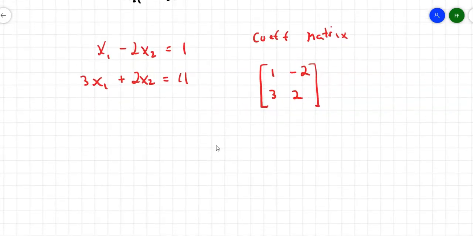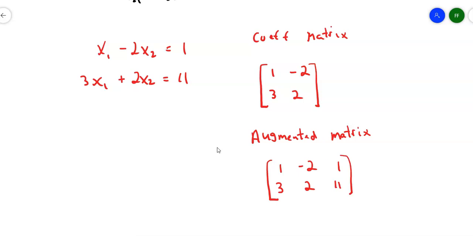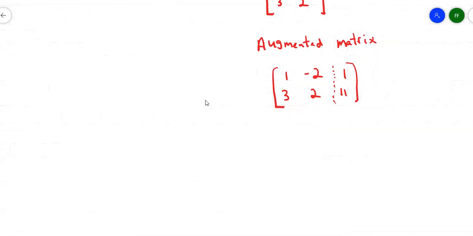Now, when you include the numbers on the other side of the equal sign, then you create what we call an augmented matrix. So an augmented matrix has a third column, and that third column has the numbers that are on the other side of the equal sign. So in this case, the 1 and the 11 are also in there. Okay, so we usually read it across 1, -2, 1, 3, 2, 11. Sometimes you'll see a little dashed line in between to indicate that the coefficients are on one side, and the numbers on the other side represent the other side of the equal sign.